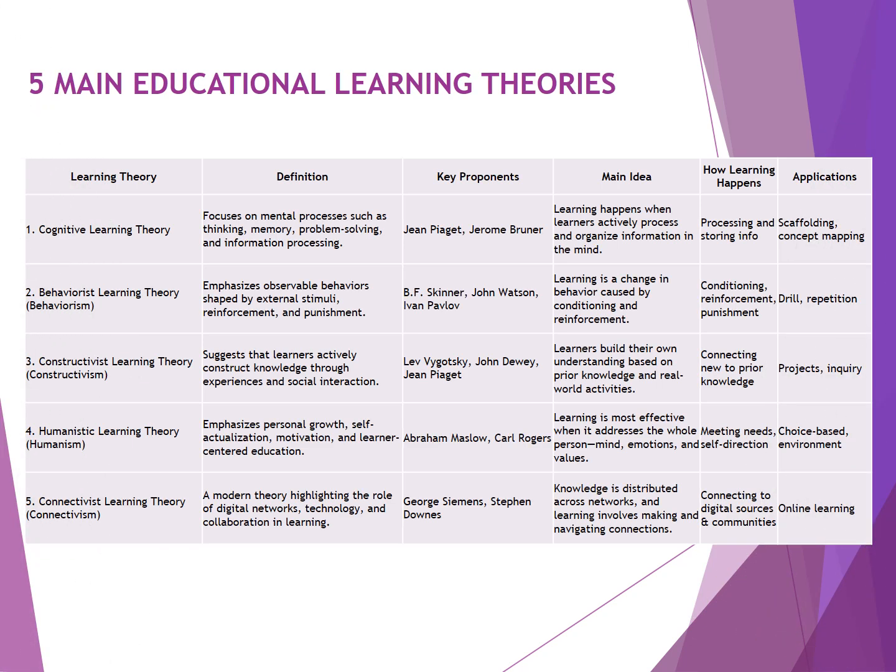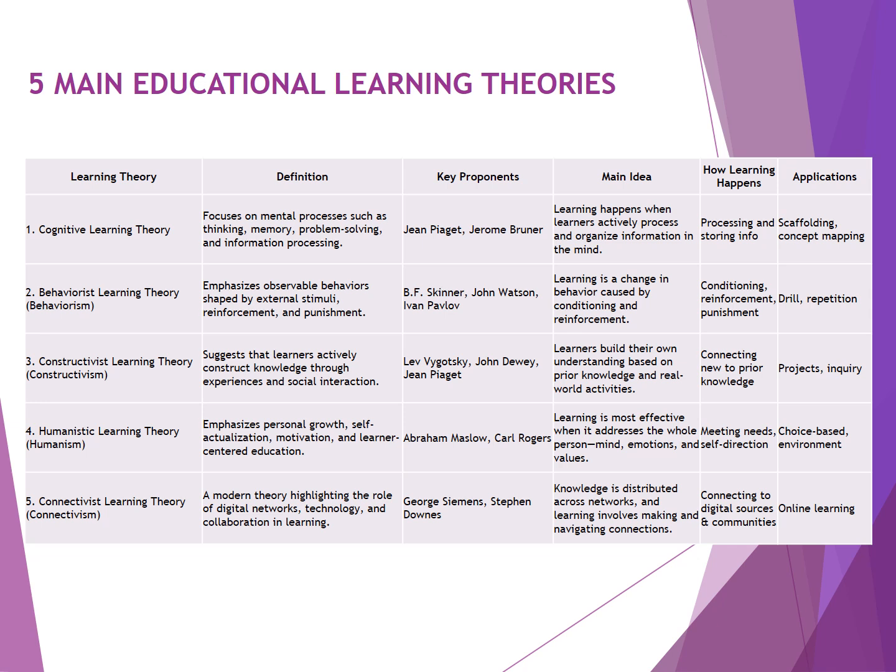Five main educational learning theories. 1. Cognitive learning theory. Definition: focuses on mental processes such as thinking, memory, problem-solving, and information processing. Key proponents: Jean Piaget, Jerome Bruner. Main idea: learning happens when learners act, process, and organize information in the mind. How learning happens: processing and storing information. Applications: scaffolding, concept mapping.